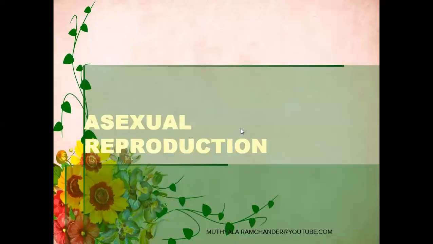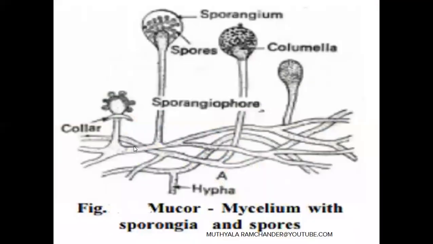Now we discuss asexual reproduction. Asexual reproduction of the Mucor mycelium is done under favorable conditions. During favorable conditions, aerial stalk-like structures develop, called sporangiophores. On the terminal part of the sporangiophore, many haploid nuclei collect. They develop into a dome-shaped or club-shaped structure called the sporangium. The sporangium contains many haploid nuclei and cytoplasm. This sporangium is separated from the remaining mycelium by the columella. In this columella, many vacuoles are present. The vacuoles are present at the terminal part of the sporangiophore. That part is called the columella.